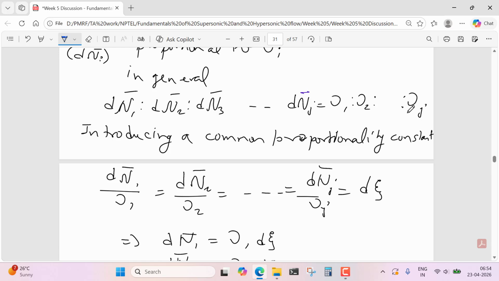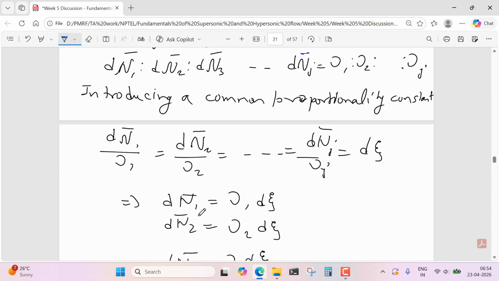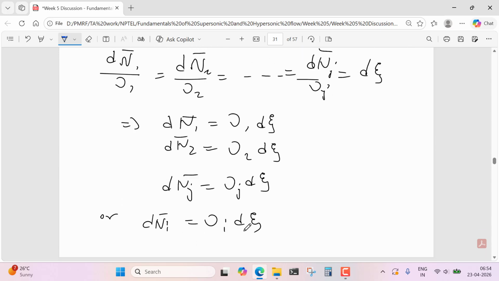So dn1 will be equal to mu1 d epsilon. Similarly, dn2 equal to mu2 d epsilon. dn3 will be equal to mu3 d epsilon. Similarly, dnj is equal to mu j d epsilon. Or from that, we can write dni equal to mu i d epsilon.